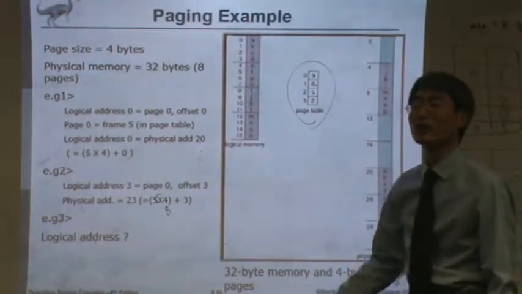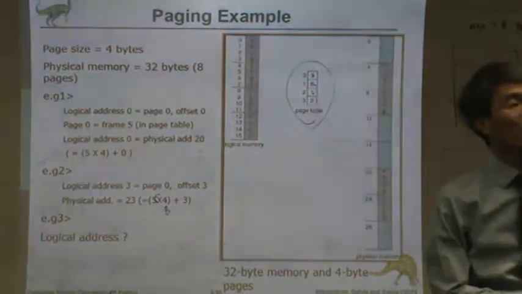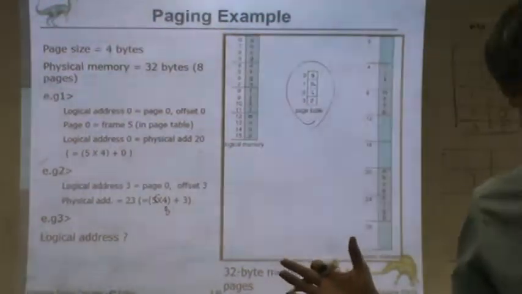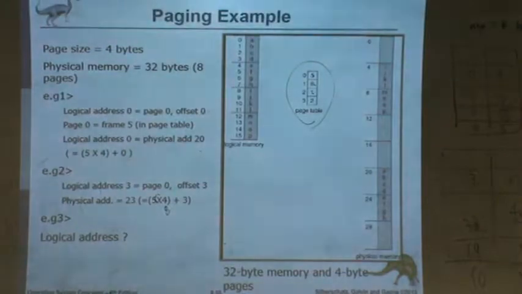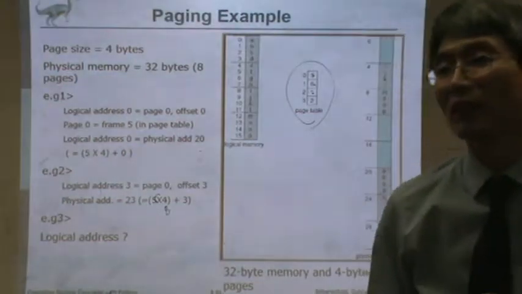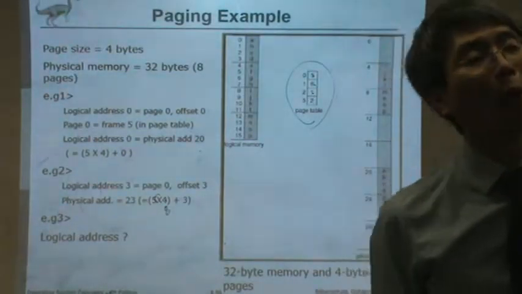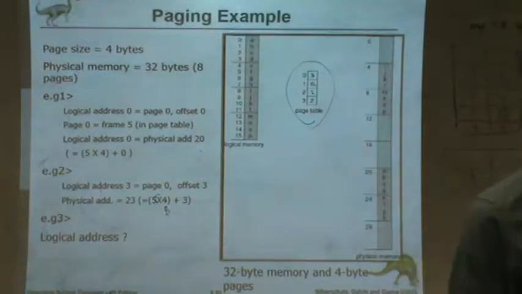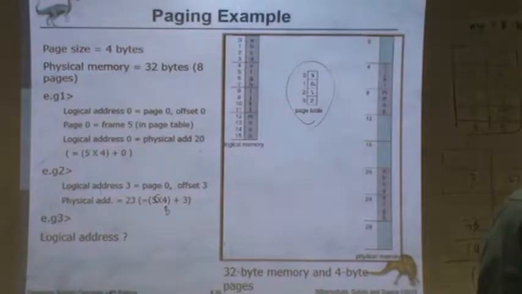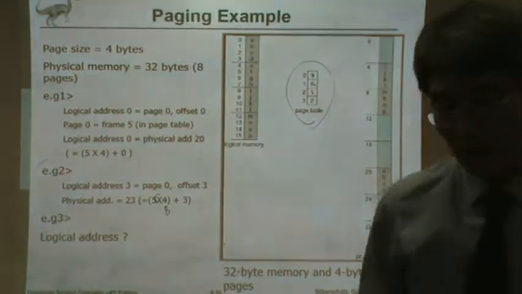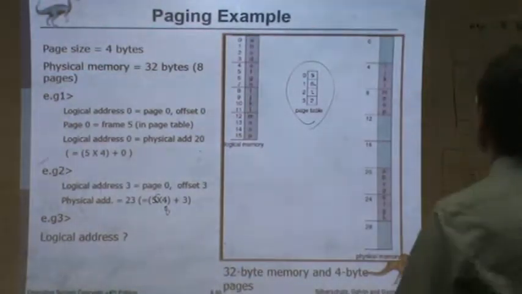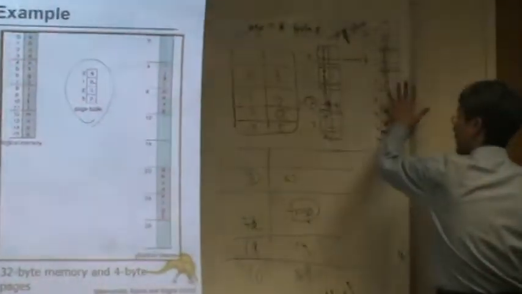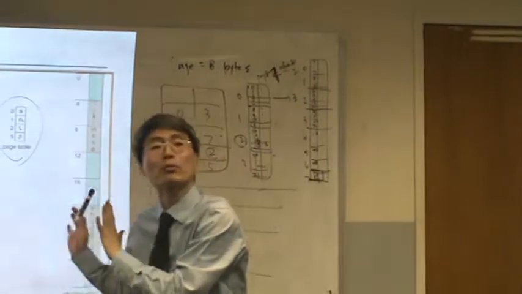Okay? Page number. But I'm going to ask exactly the same question, with a different page size and a different page table, in the final exam. This is one of the worst, the average question based on my previous experience. So please, once you understand the logical address and the physical address, the logical memory and physical memory, it's very easy. It's just simple math.